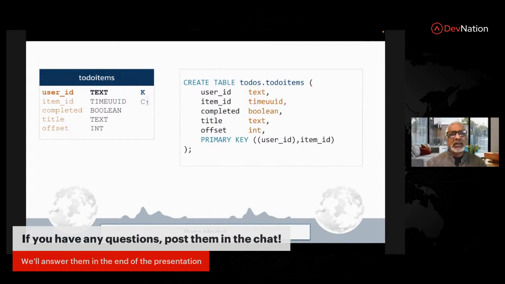This is the data model, if you will. The user ID, which is very simple, and then you have the item ID, and whether it's completed or not, and then the title, and then an offset, which lets you order and reorder. One of the things about Cassandra is it has a partition key, and what is referred to as a clustering key. A partition key is used to find a partition, and then within the partition you can order it based on the item ID.